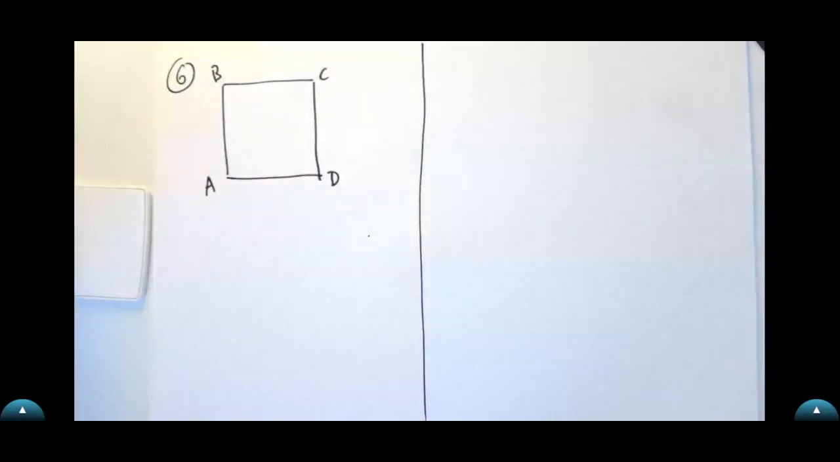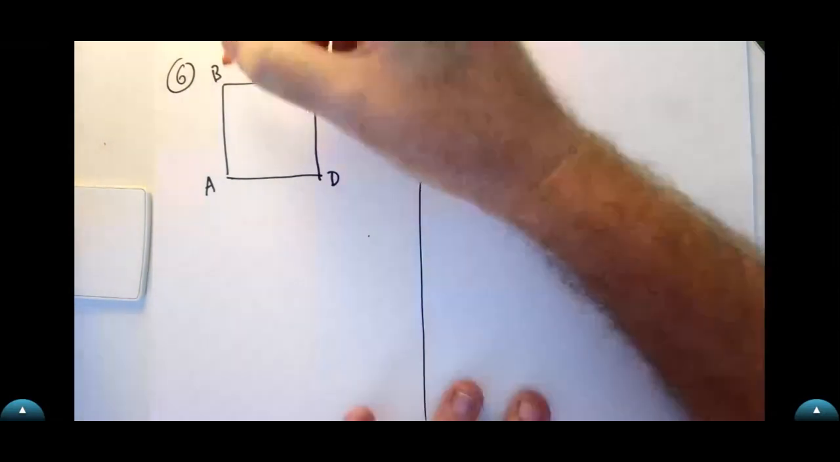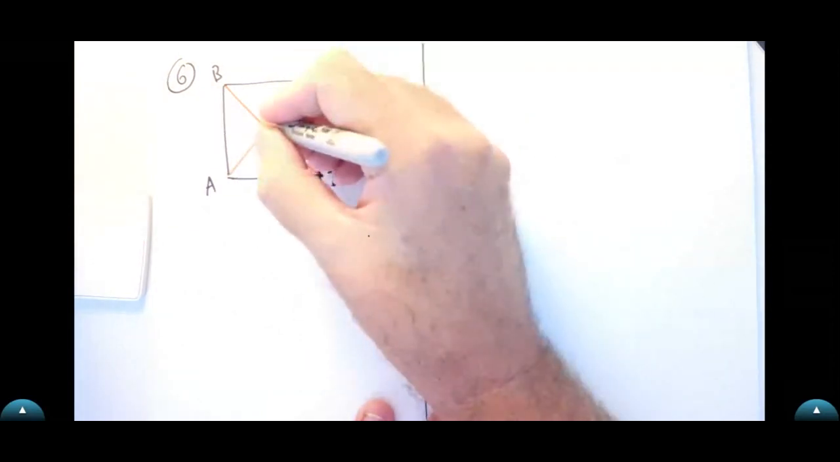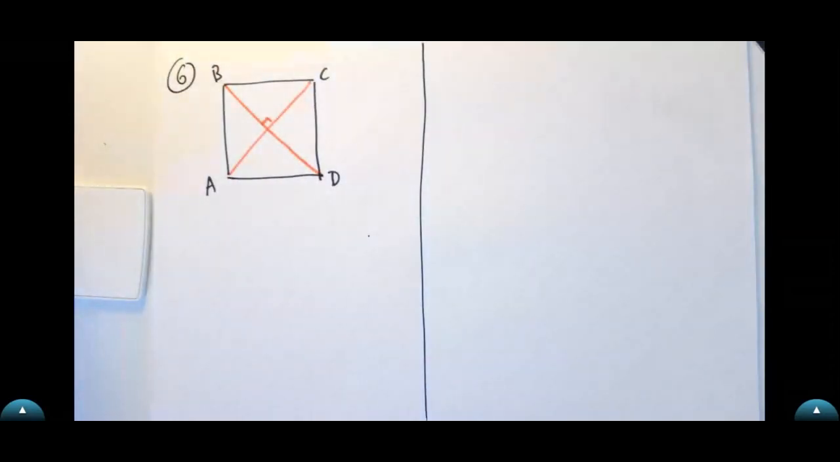So what I'm going to do is draw a square. Okay, so here's my badly drawn square. I'm going to label the corners. And what we're asked to do is to show that these diagonals intersect at right angles. Okay, and in particular, we are asked to use the dot product.